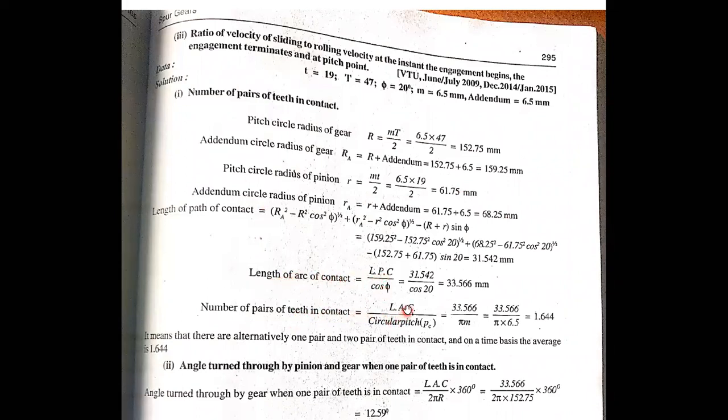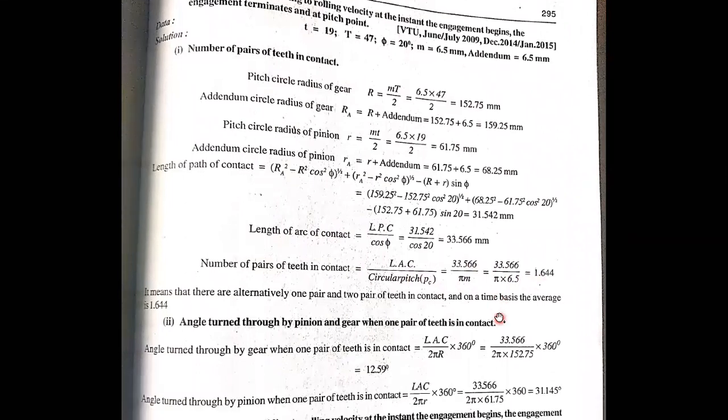the number of pairs in contact, that is LAC by circular pitch. The circular pitch formula is pi into m. M is 6.5 and LAC is 33.56. Therefore you will get 1.6, approximately 2 pairs of teeth will be in contact.